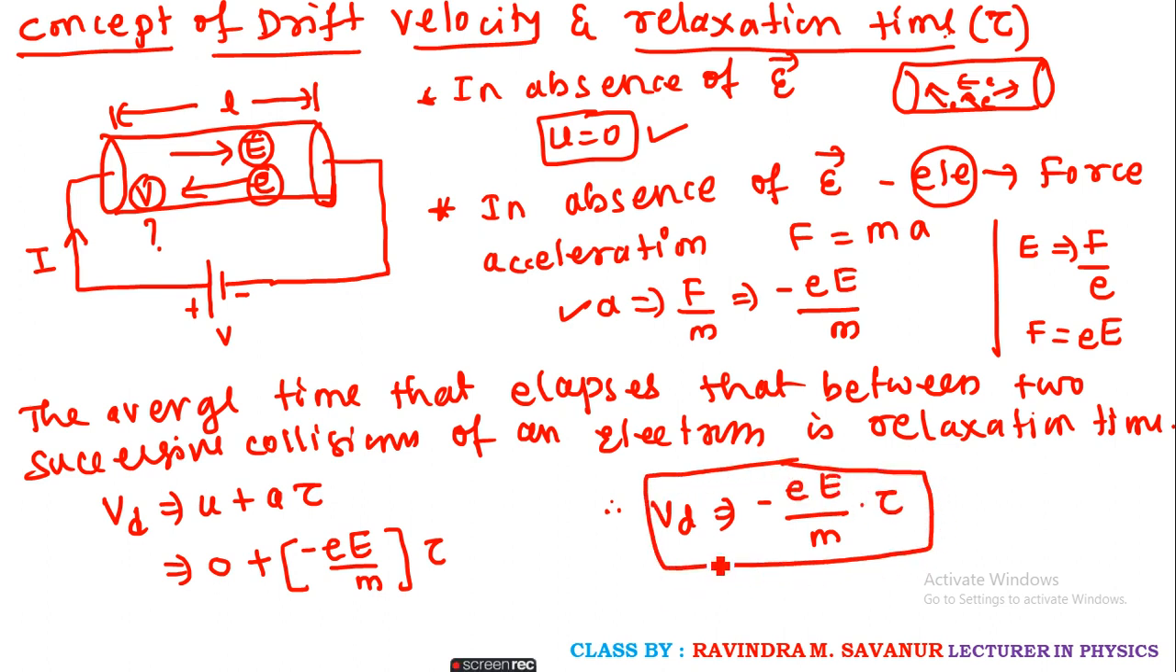Here what is this Vd? Vd is called drift velocity. Small e is the charge of the electron. Capital E is the electric field. Small m is the mass of the electron. Tau is called relaxation time.